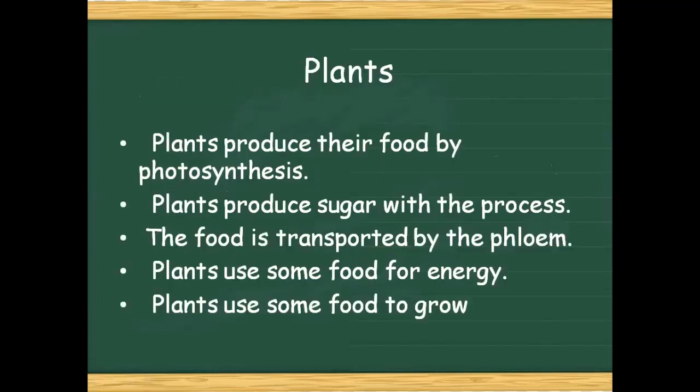Now, plants produce their food by photosynthesis. Now, plants produce sugar with the process. Okay, you'll also see the word starch, but the actual ending product of a plant's production is sugar.